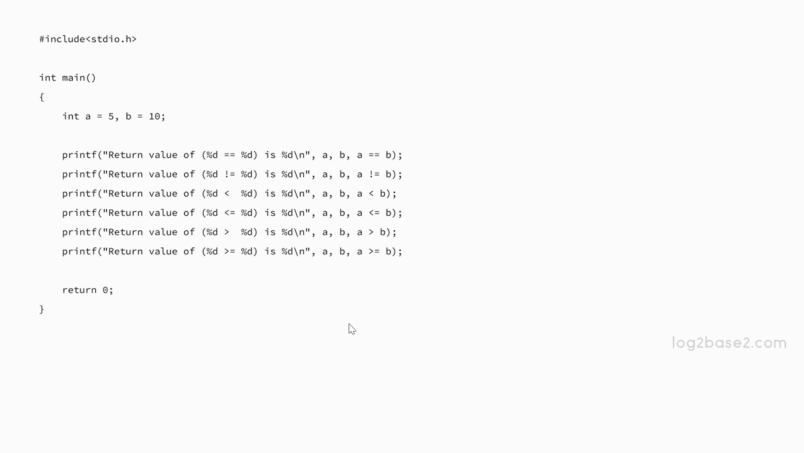Now see a program. Here we have the main function and we are declaring two integer variables, a equal to 5 and b equal to 10. And we have some print functions here.